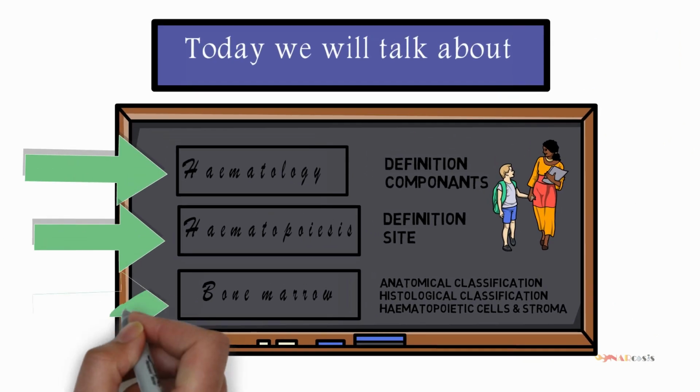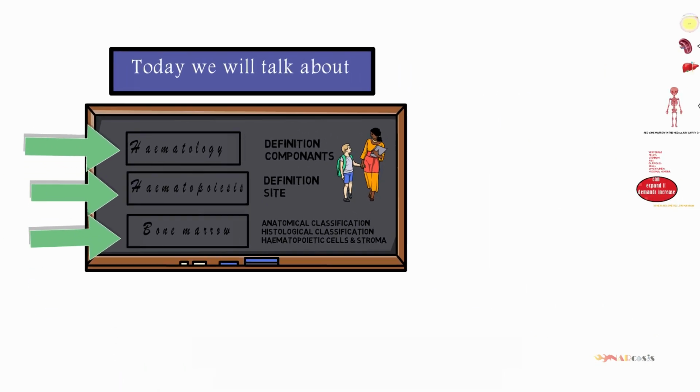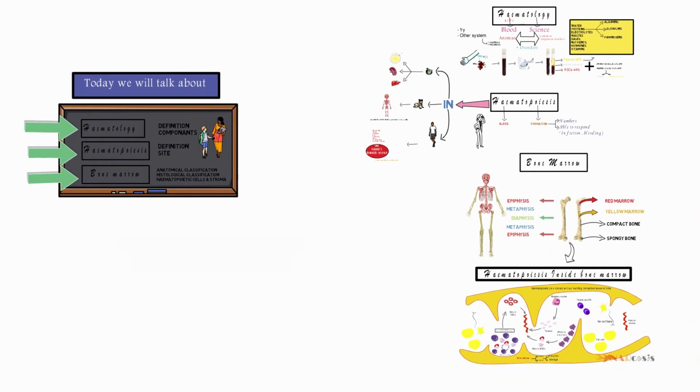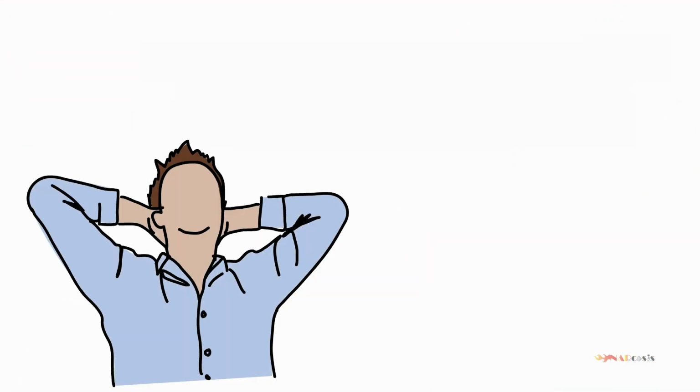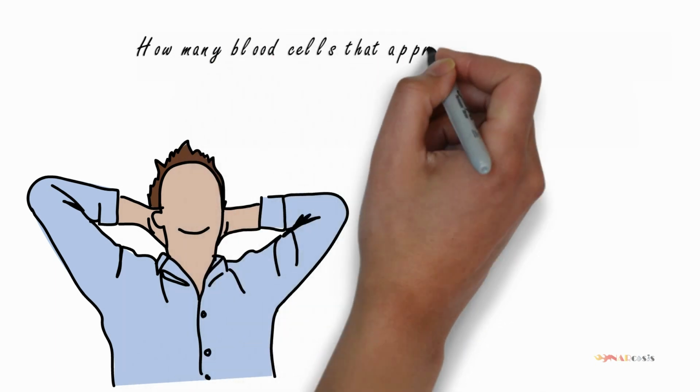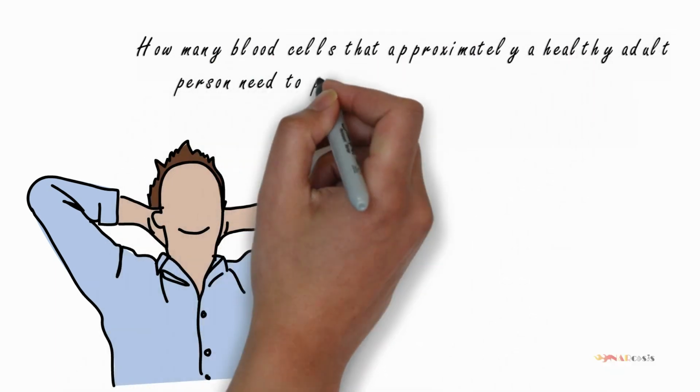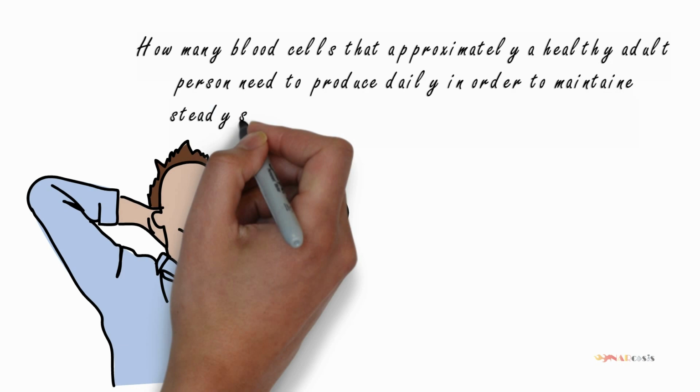So we have finished our lecture and let's go to the question of this lecture. How many blood cells does a healthy adult person approximately need to produce daily in order to maintain steady state levels in the peripheral circulation?